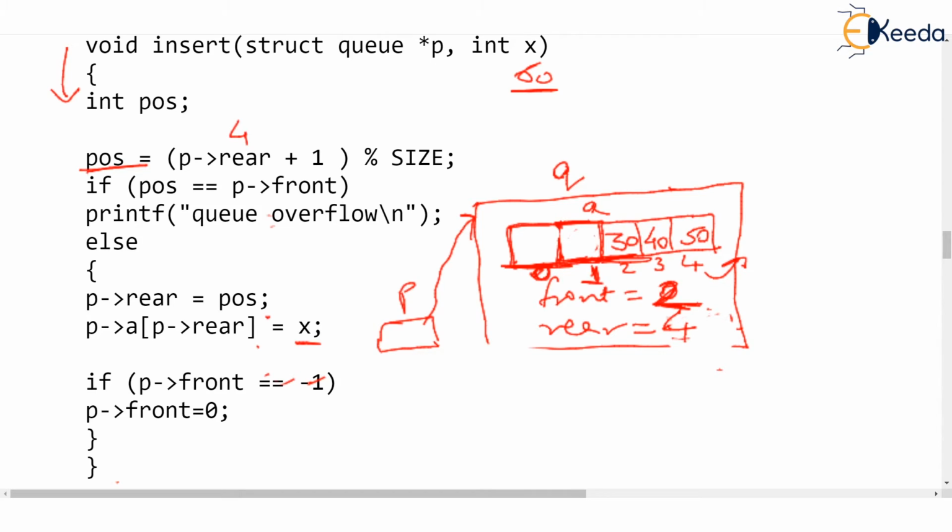Rear is 4, check the box. Rear is 4 plus 1, which is 5. 5 % 5 is 0. So the position of insertion is 0. That means the new element 60 should go at place 0. And yes, 60 can go at place 0, because the front-most element is standing at 2. So the front element is standing at 2, which means there are some vacant places before front, and we can surely insert 60 over there.